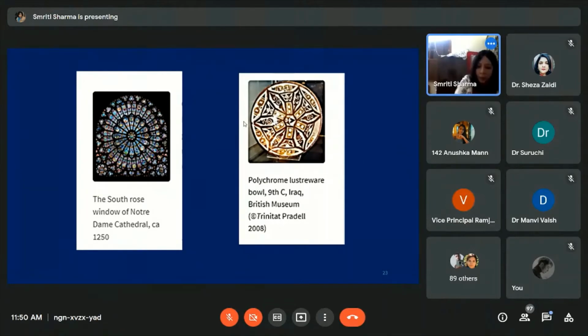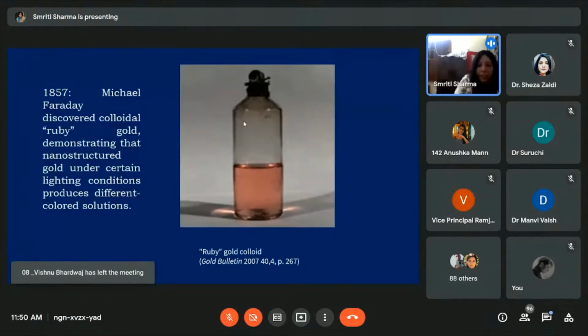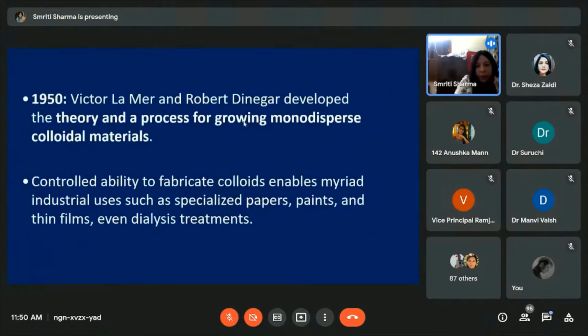is so popular now. Why so much buzz now, right? So yeah, in 1857, Michael Faraday discovered colloidal ruby gold, the gold which was ruby red in color. These nanoparticles are still stable, so you can also make this in your lab, and all the work in colloidal chemistry by Victor LaMer and Robert Denninger, colloidal chemistry, all the work now forms the basis of nanochemistry.